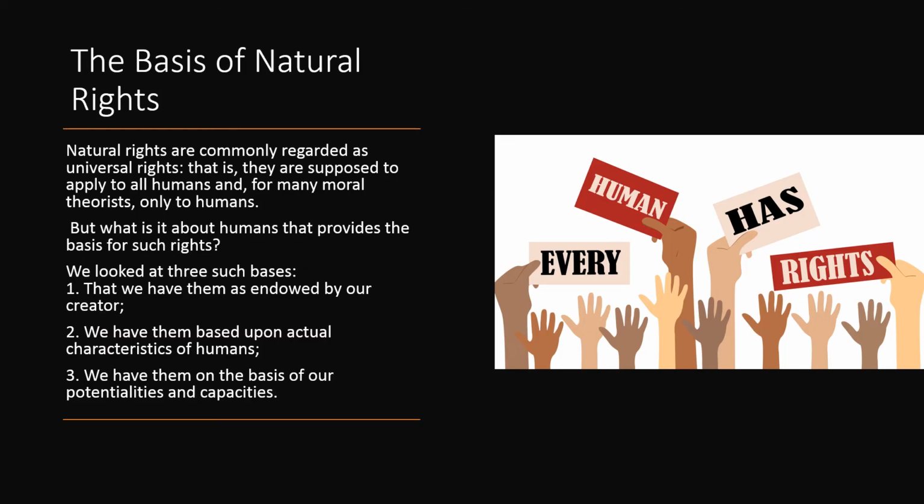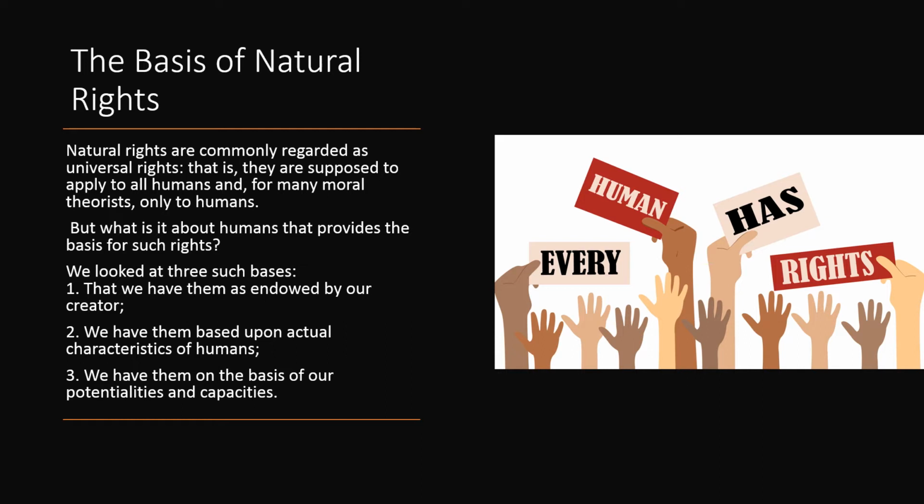Okay, now we talked about natural rights also. But natural rights, or natural, means we didn't have anything to do with it because it's part of nature. Thus, nobody has exclusive right to it. It's available for everybody and hence regarded as universal. That is, they are supposed to apply to all humans and, for many moral theories, only to humans.